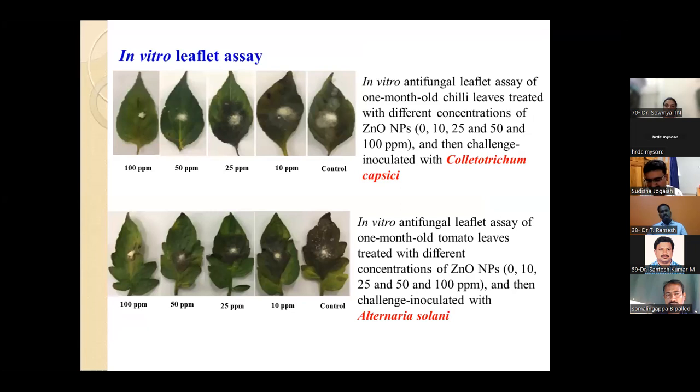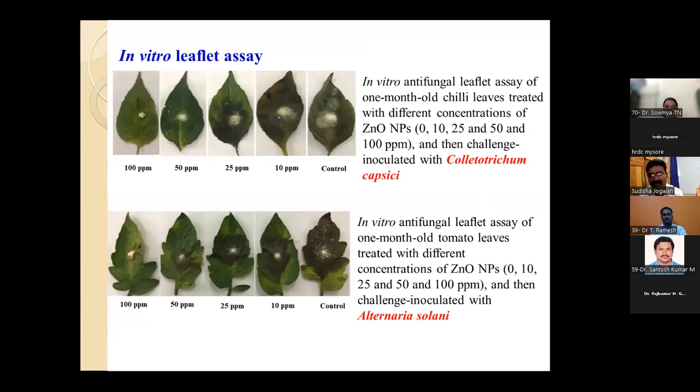Once the problem is addressed on the pathogen side, there is an issue that nanoparticles cannot be used directly at field level. So we do a detached leaf assay by collecting the leaf from the host plant and incubating it. We treat with the nanoparticles at different concentrations and inoculate the pathogen on the leaf, where we see various suppression levels. And in our case, 100 ppm and 50 ppm are very excellent.